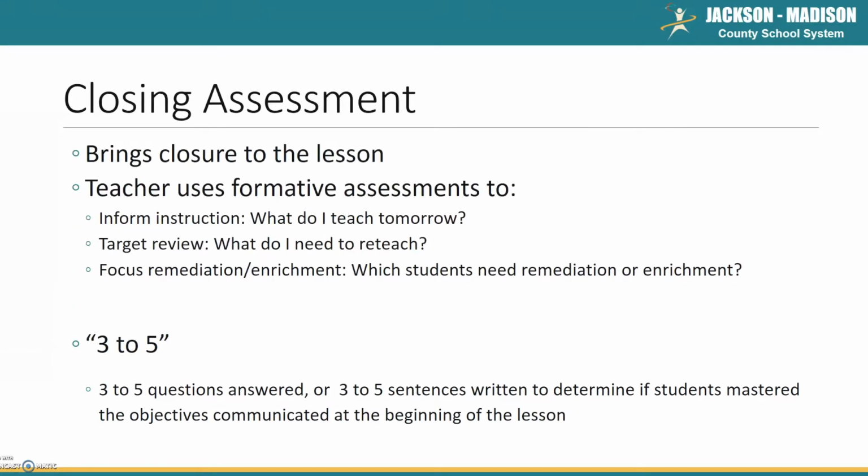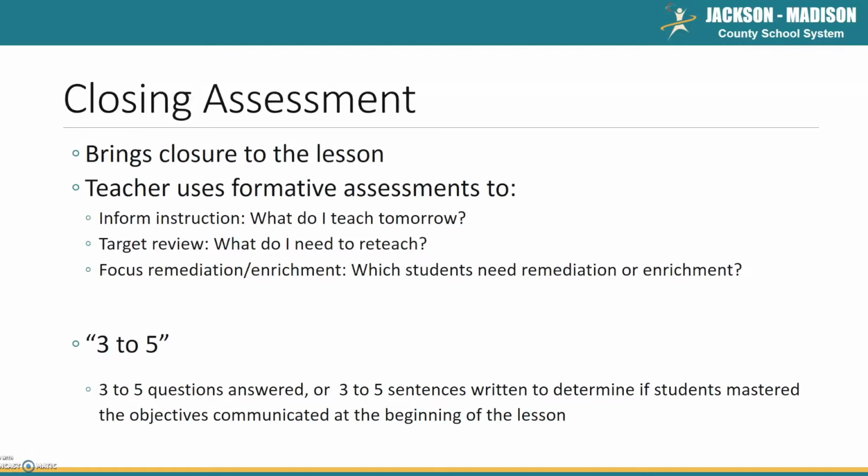The closing assessment is planned in order to bring closure to the lesson and to solidify student learning. But more importantly, the closing assessment is a type of formative assessment. This assessment guides the teacher in 3 ways. 1. To inform instruction and answer the question, what do I teach tomorrow? 2. To target review, what do I need to reteach? And 3. To differentiate instruction, which students need remediation and which need enrichment.